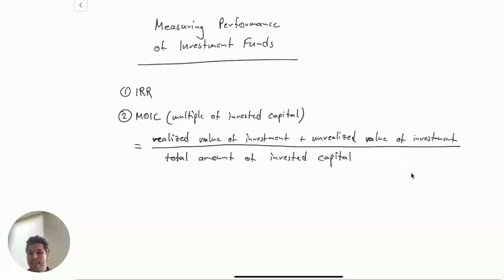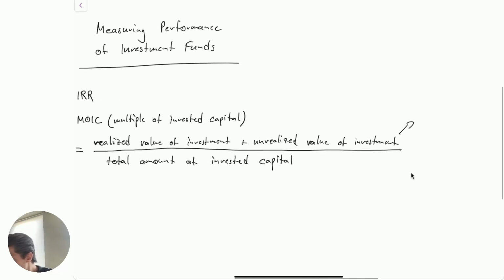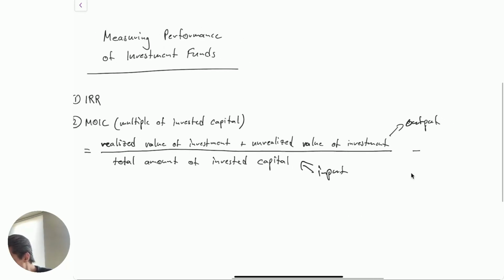Realized value is the total proceeds or cash generated from the investment that have been sold or exited, whereas unrealized means this part of the investment still sits in the portfolio, has not been sold, not been exited. However, you still need to take this into account because in the end, after you exit at a later point, it is still available for distribution. So you take in what was generated. So the numerator is your output. Your denominator is your input.